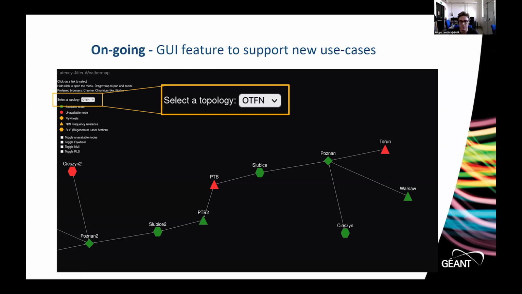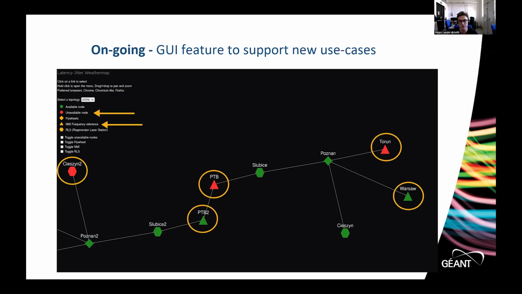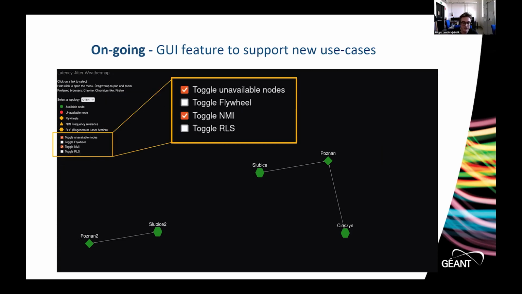So we basically can switch between topologies with a simple drop-down, and in this slide we can see that by selecting, for example, unavailable nodes and NMIs, we can toggle them. In the next slide, we can see that by simply toggling them, they disappear, just as we did for the topology, the new visualization for our TimeMap view.